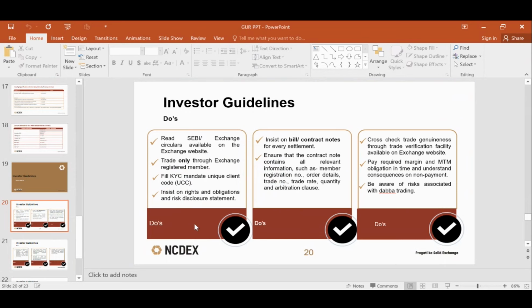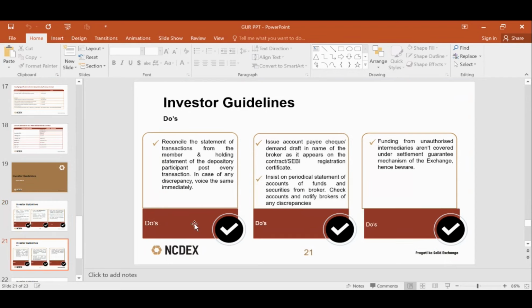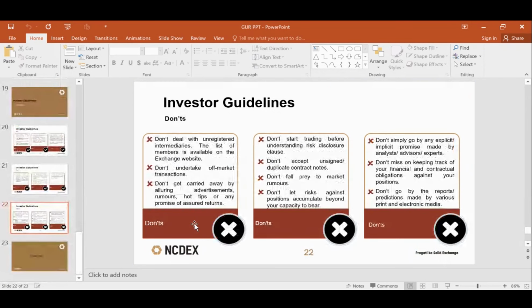And you should always pay your required margin and M2M obligation in time, and understand the consequence of non-payment, and beware of the risk associated with dabba trading. Always issue account payee cheque or demand draft in the name of the broker as it appears on the contract or the SEBI registration certificate, and always insist on periodical statements of your account of funds and securities from the broker. Funding from unauthorized intermediaries is not covered under the settlement guarantee mechanism of the exchange. Hence, one should always be careful of these things. And as already said, don't deal with unregistered intermediaries. Deal only with a SEBI registered broker.